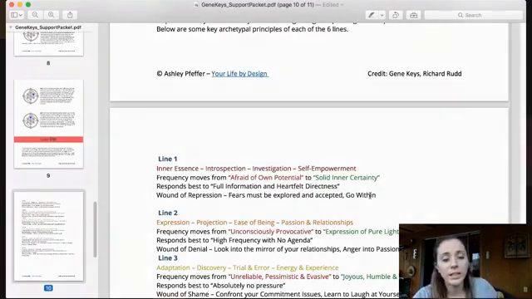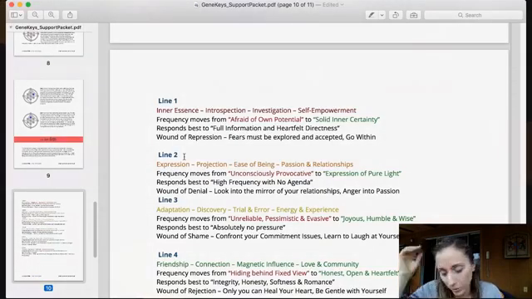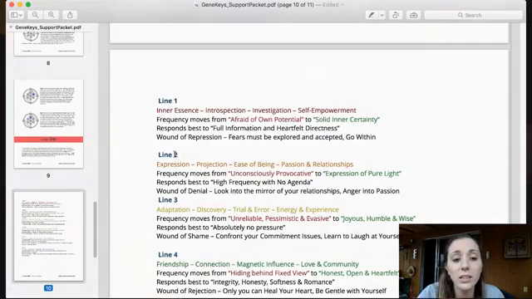A line 2 is expression, projection, ease of being, passion, and relationships. The frequency moves from unconsciously provocative to an expression of pure light. It kind of is starting to emanate out of you. It's a frequency. It responds best with high frequency and no agenda. So if you're working with this line 2, it's not about you putting constant effort and direction into it. It'll just come. Let the universe deliver you the opportunities to shift. It's not about being provoked. It's not about putting exerted effort into transforming this line. This line needs no agenda. You can't schedule out your shift.